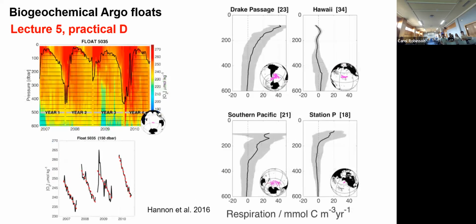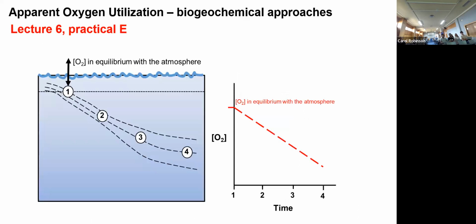So moving up to larger scales now, exploiting the proliferation of biogeochemical Argo floats in the World Ocean, Hansen et al. in 2016 highlighted the ability to derive depth profiles of respiration from oxygen measurements on a range of floats over an annual timescale. And we'll hear more about this in lecture 5 later today. We'll also discuss in lecture 6 the derivation of oxygen utilization rates from apparent oxygen utilization, from a knowledge of water mass age and dissolved oxygen concentration.